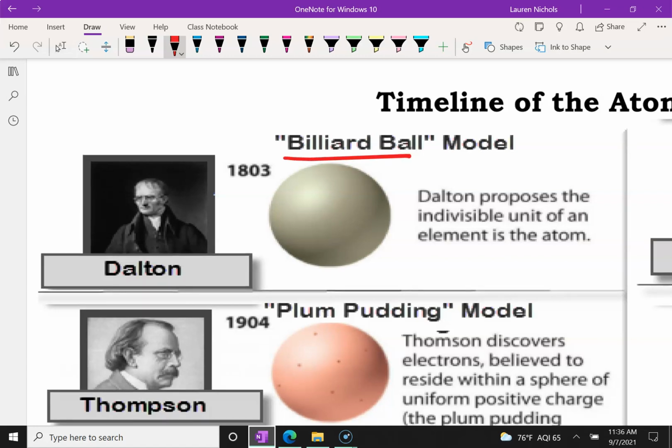Billiards is like if you want to go play a game of pool, it's the balls that you play with, or if you're playing 8-ball on your phone, that's what we're talking about. He proposed that the atom was indivisible, meaning that this atom is completely solid. There are no other pieces that make it up. And this is kind of what he said.